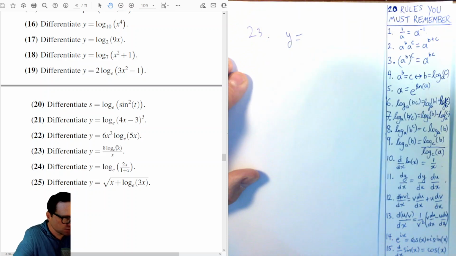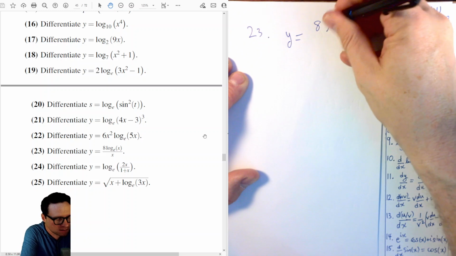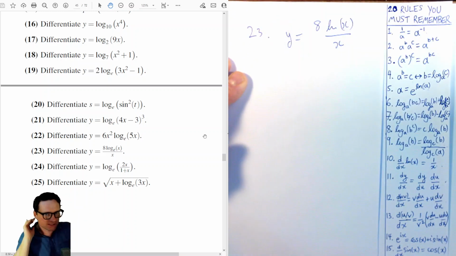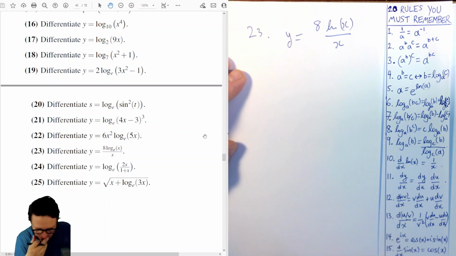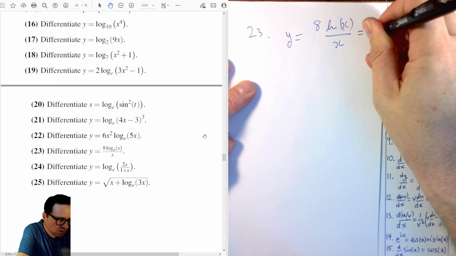y is equal to 8 ln x over x. All right, so here we have a quotient. That's the structure of this. It's a u over v. So let's write this as 8 u over v.